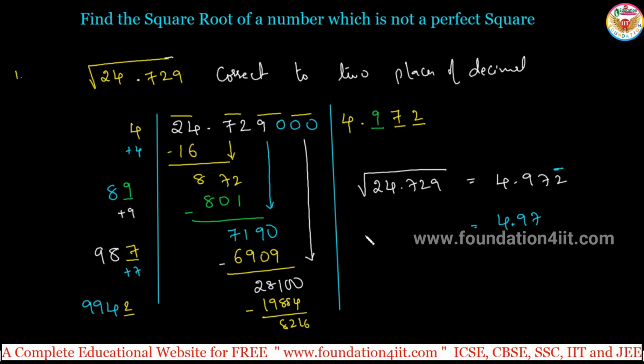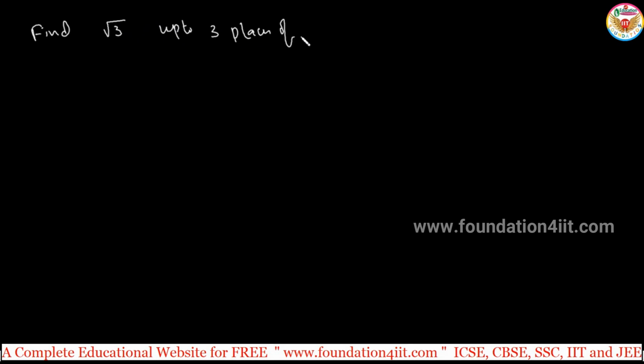Let me take one more question. Let us take another one. Instead of a perfect square, for example, find the square root of root 2, root 3, those times. Find the square root of 3 up to, let me take, 3 places of decimals.